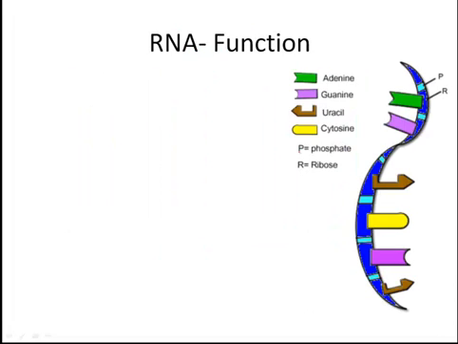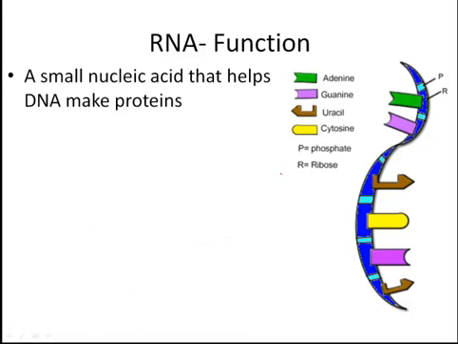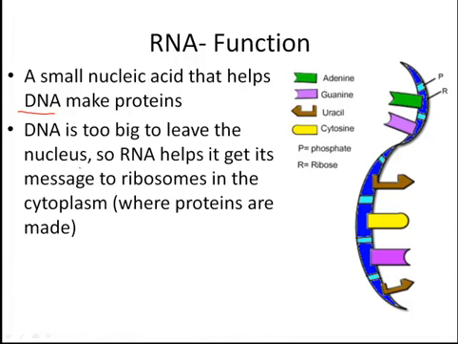Another molecule that is going to help with the process of making proteins is RNA. RNA is a small nucleic acid, and it helps DNA to make proteins. DNA, remember, is too big to leave the nucleus. It's a very, very large molecule, so RNA is going to help DNA get the message over to the ribosomes. And remember, ribosomes are where proteins are made. So RNA is kind of its little messenger.